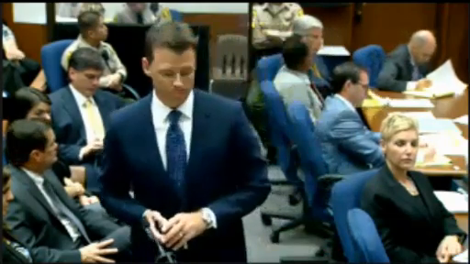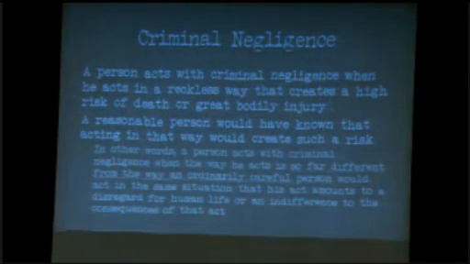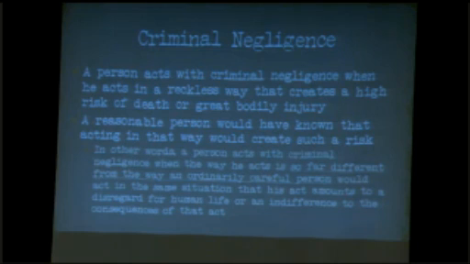Criminal negligence. A person acts with criminal negligence when he acts in a reckless way that creates a high risk of death or great bodily injury. And a reasonable person would have known that acting in that way would create such a risk. In other words, a person acts with criminal negligence when the way he acts is so far different from the way an ordinarily careful person would act in the same situation, that his act amounts to a disregard for human life or an indifference to the consequences of that act.